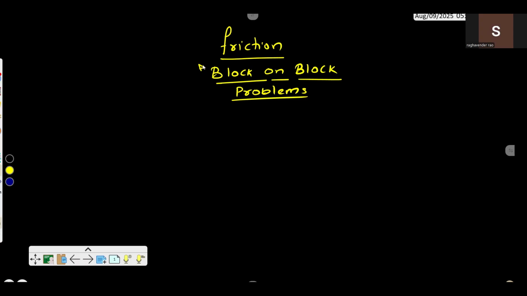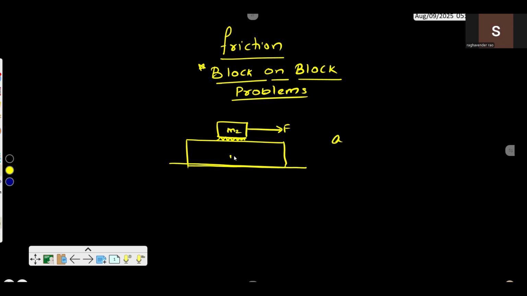There is a topic where most of the students will feel trouble, that is block on block problems. The problems will look something like this, where there will be a block present. On that another block will be present. There will be friction between these two and force will be applied on one block. Both the blocks will move and he will be asking with what acceleration.